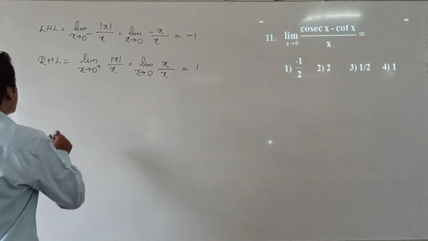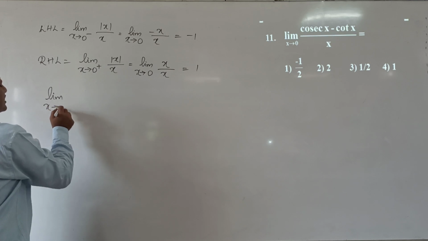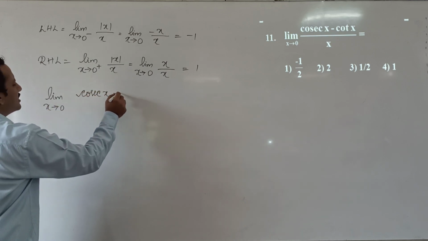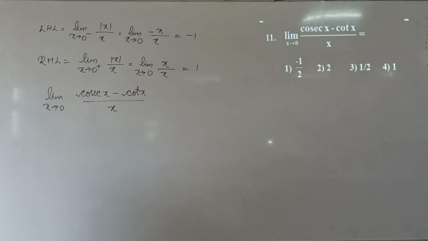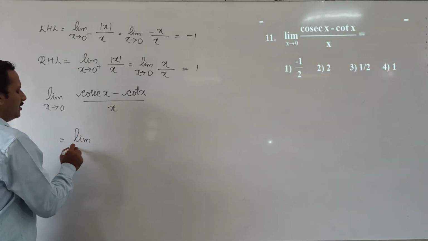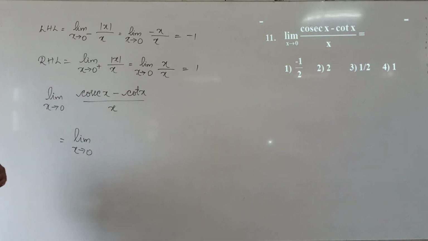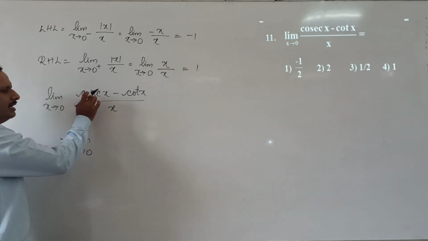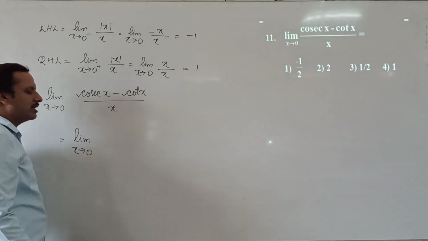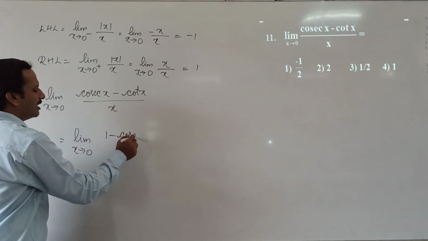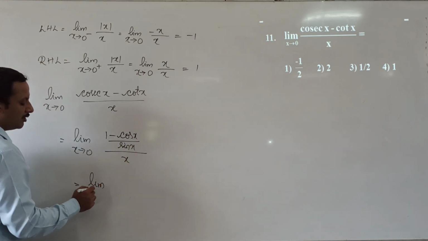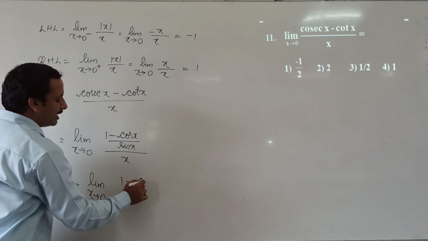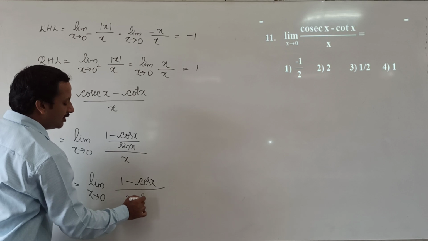11th question. Limit x tends to 0, cosecant x minus cot x, divided by x, is equal to, that's equal to limit x tends to 0. If I directly apply the limit, what do we get? Cosecant 0 not defined, cot 0 also not defined. So I write cosecant x as 1 by sin x and cot x as cos x by sin x. Together we can write it as 1 minus cos x by sin x, whole divided by x. That's equal to limit x tends to 0, 1 minus cos x divided by x into sin x.